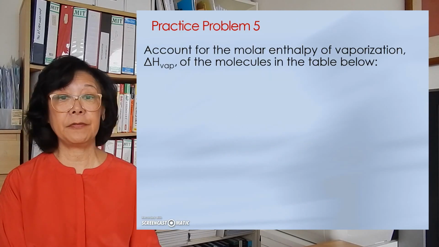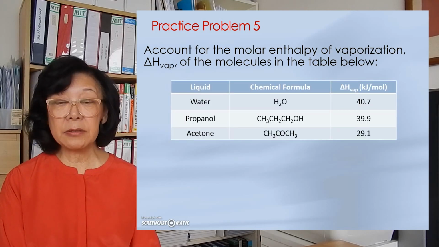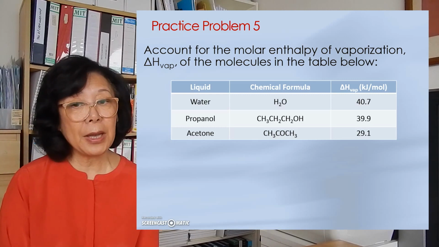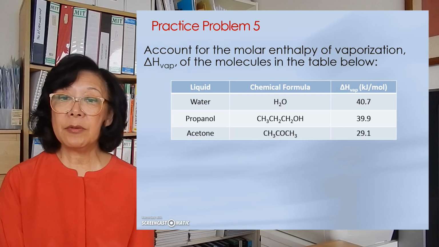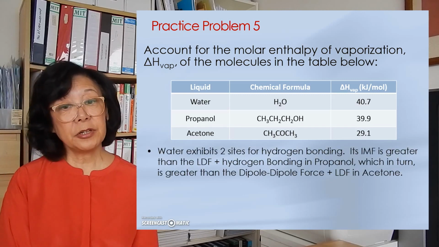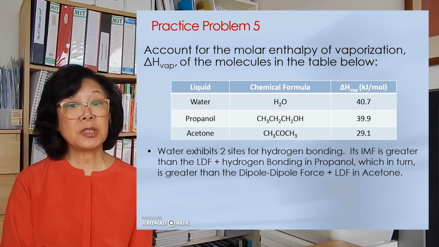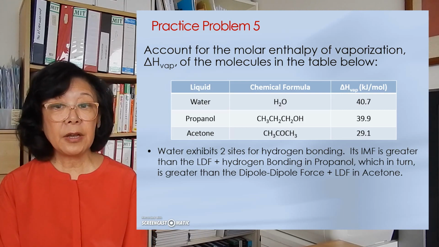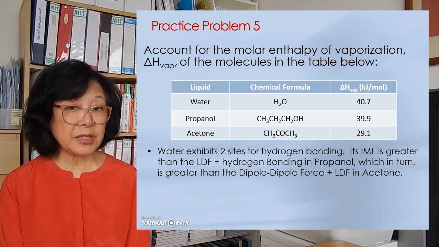Practice problem number 5. Account for the molar enthalpy of vaporization for the molecules in the table below. Now we have water, propanol, and acetone, and the chemical formulas are given, with the enthalpy of vaporization. Water has 2 sites for hydrogen bonding, so the intermolecular force is greater than the LDF and hydrogen bonding in propanol, therefore giving it a higher enthalpy of vaporization, being 40.7.